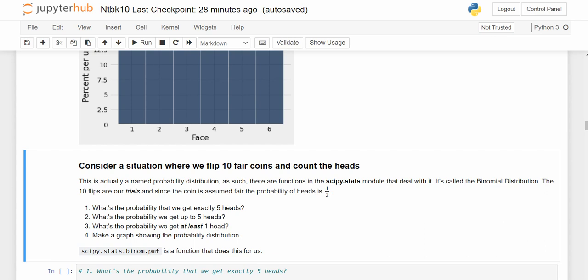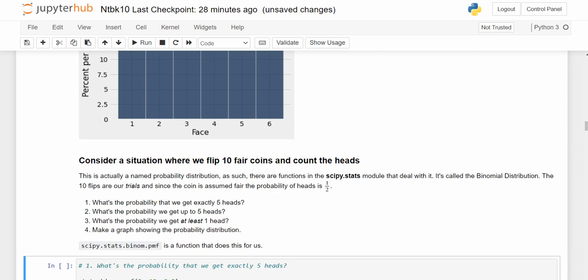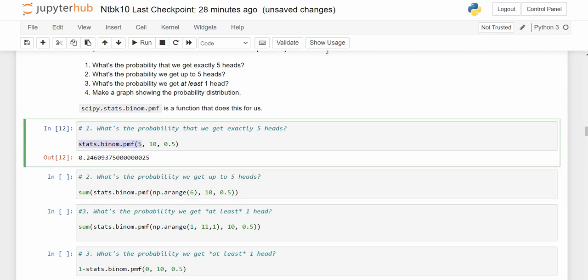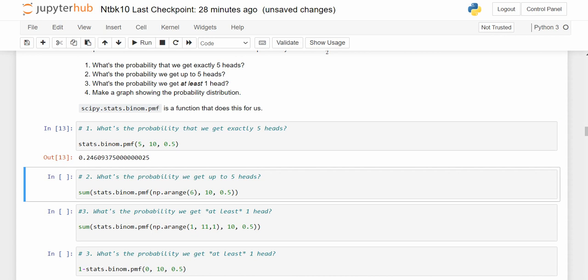So what's the probability that we flip? Oh, I'm sorry, it's not 12, it's 10. Flip 10 fair coins. What's the probability of getting exactly 5 heads? And look, here we go. The stats.binom.pmf, 5 successes out of 10 trials at a 50% chance of success. And you can see the probability of getting 5 correct out of 10 is about 24.5%.